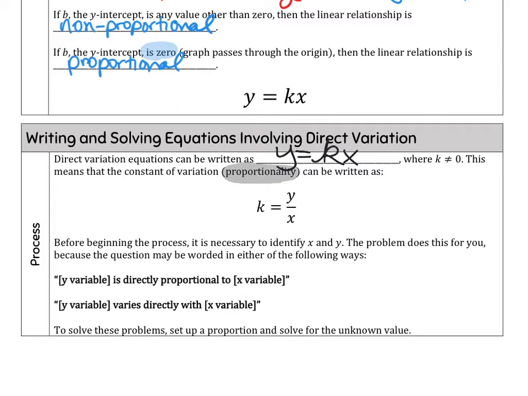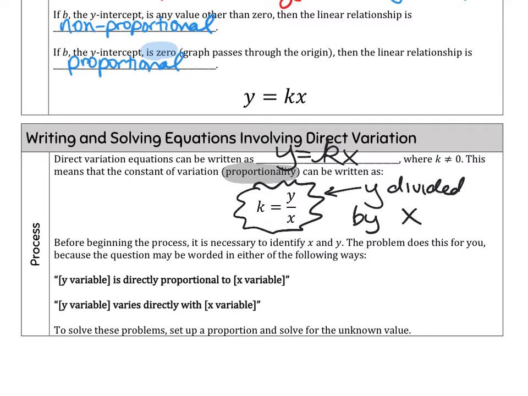Here's what I want you to notice, and I want you to write this real big. I want you to highlight this. What we really need out of all of this is how to set up our proportion. I want you to notice how y is divided by x. You see how y is divided by x because it's in that fraction? 100% that's what we're going to be doing today. Y divided by x pretty much every single time.